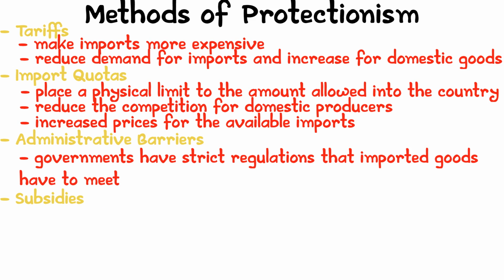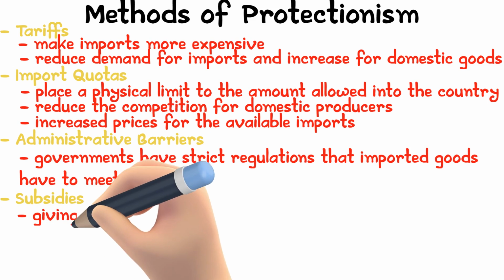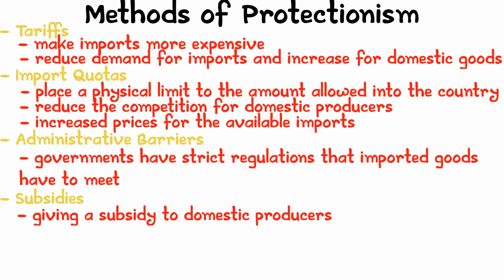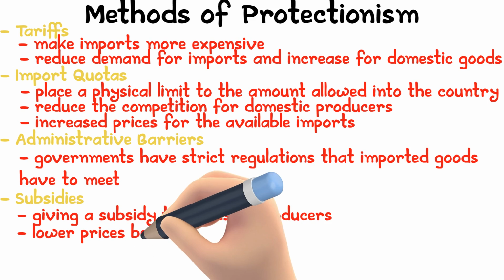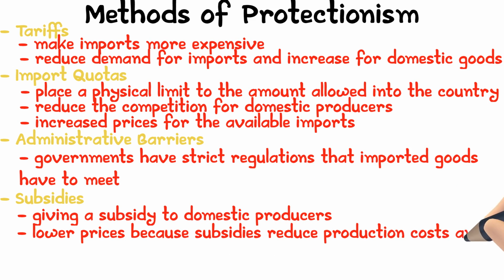Subsidies. Another approach to protectionism is by giving a subsidy to domestic producers. Subsidies will lower prices because subsidies reduce production costs and increase supply. Subsidies would also make it easier for businesses to break into foreign markets.